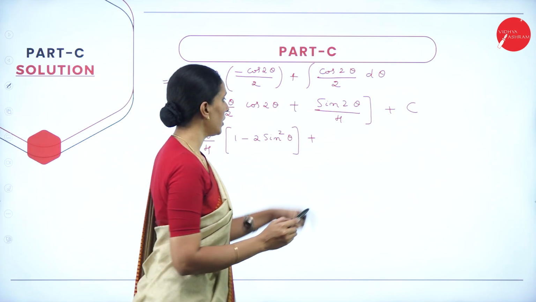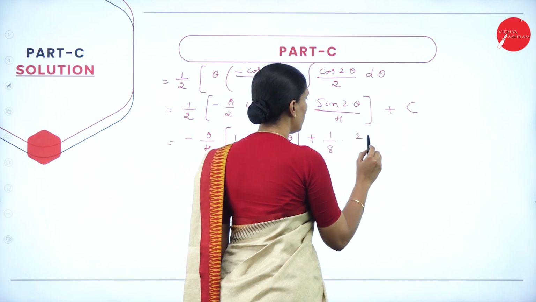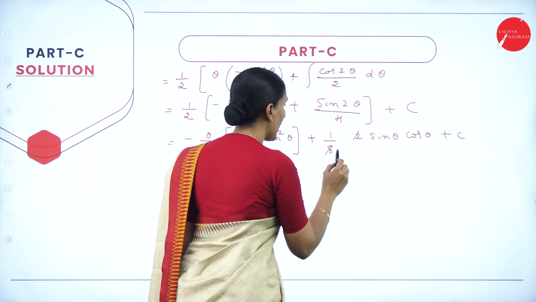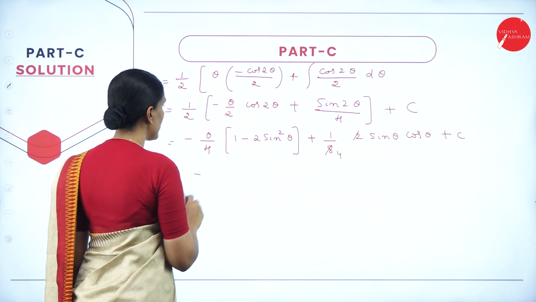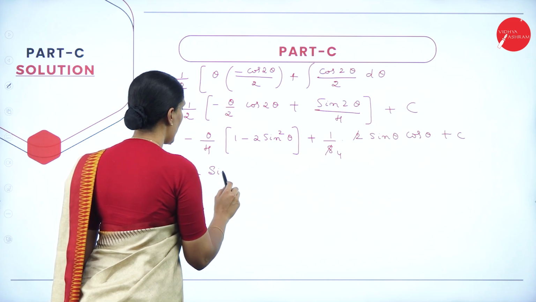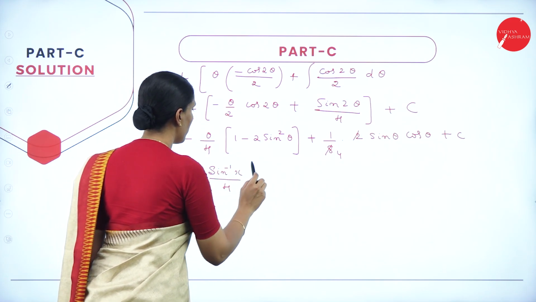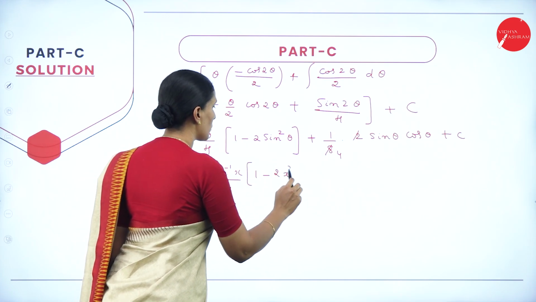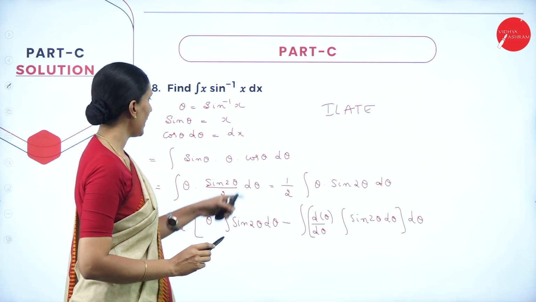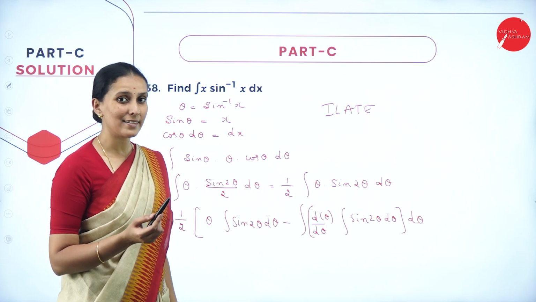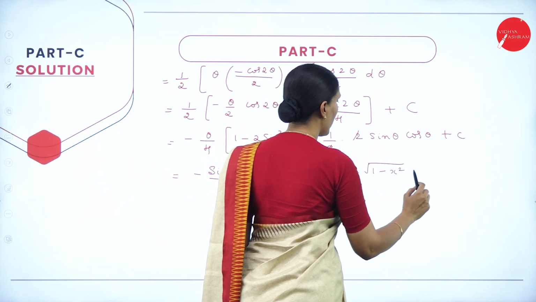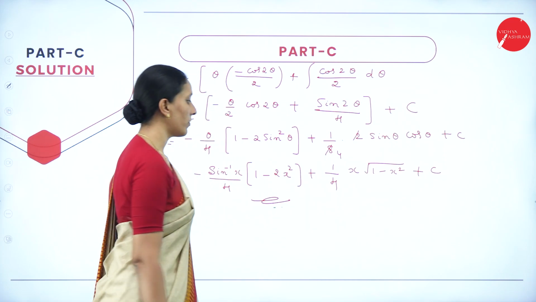Now 1 by 2 into 1 by 4 is 1 by 8 into 2 sine theta cos theta plus c. So here it cancels. So we have here minus theta is nothing but sine inverse x. So let's multiply sine inverse x divided by 4, 1 minus 2x square plus 1 by 4. Sine theta is nothing but x. Cos theta can be written as root of 1 minus sine square theta. So therefore this can be written as x into root of 1 minus x square plus c. So this is the value of the given integral.